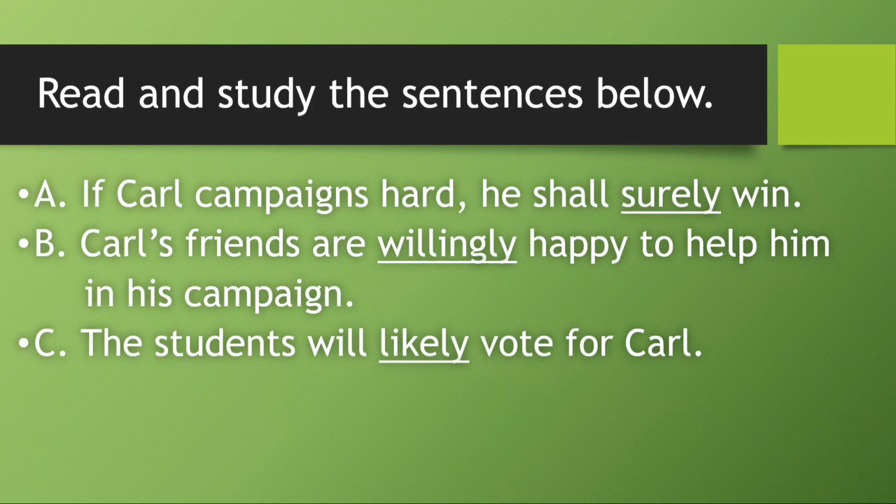In sentence A, the modal adverb surely describes the modal expression shall win. It adds the information that without a doubt, Carl will win. The modal adverb willingly in sentence B describes the adjective happy. It helps to express that the students are ready to help Carl. Furthermore, the modal adverb likely describes the modal expression will vote. It gives more information that there is a chance that the students will vote for Carl.